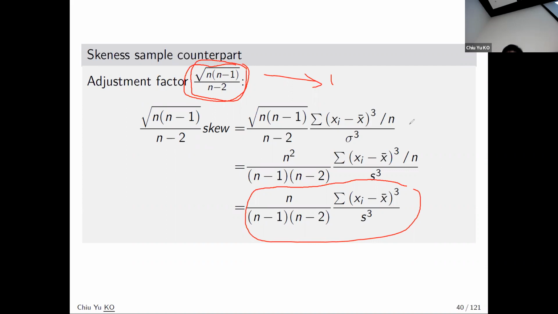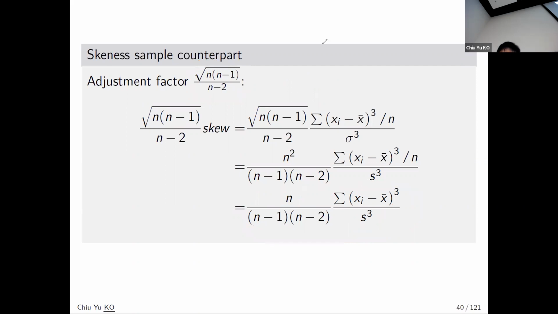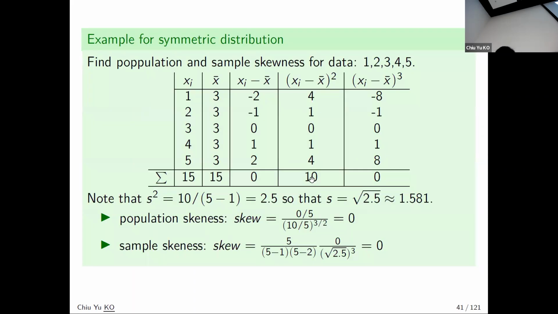But that is the idea behind it. And when you calculate, it's very simple, right? You have n, n minus 1, and n minus 2. This is the sample standard deviation raised to power 3, and this is the formula here. There's nothing but plugging in the formula. So that's why it's good to look at an example to show you how to apply it.